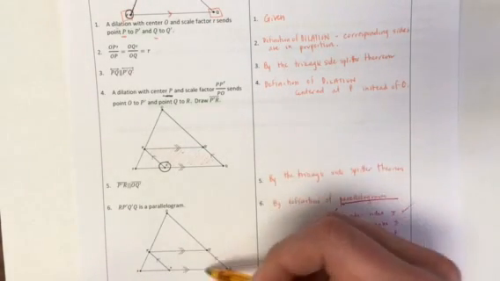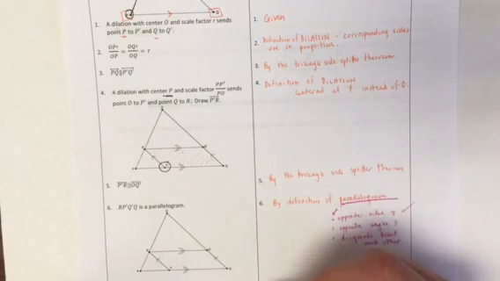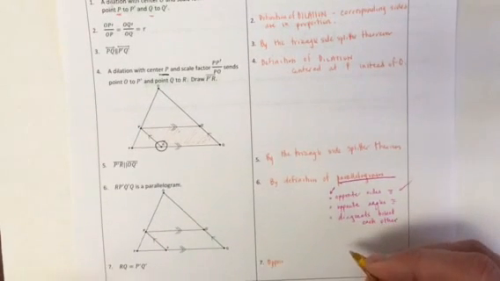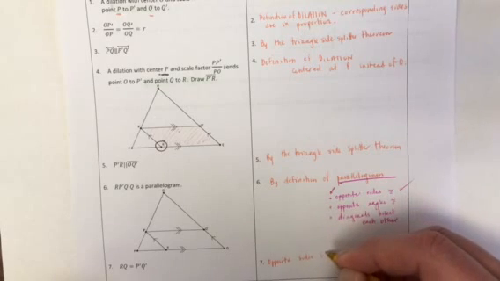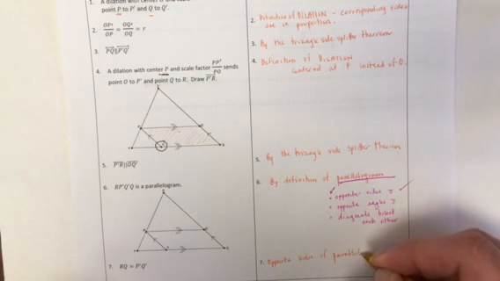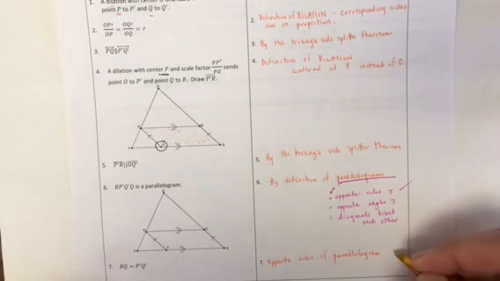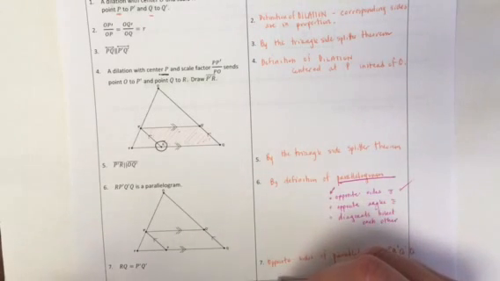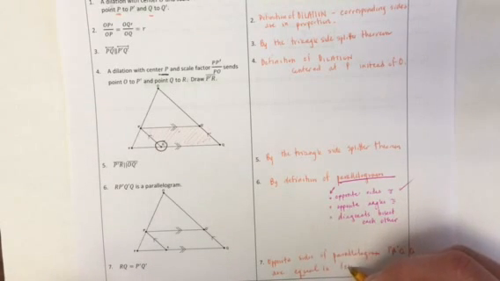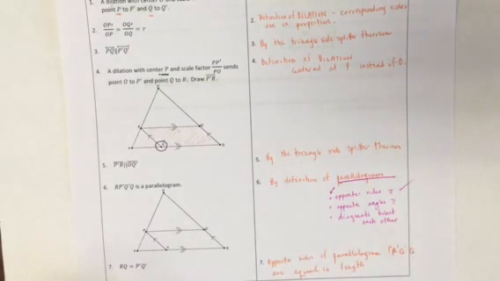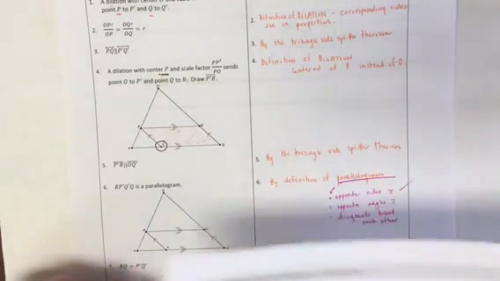So RQ is congruent to P prime Q prime. The reasoning is that opposite sides of a parallelogram, PR and Q prime Q, are equal in length.